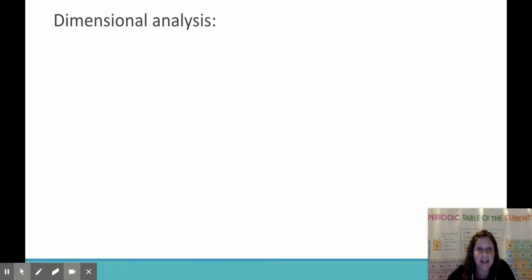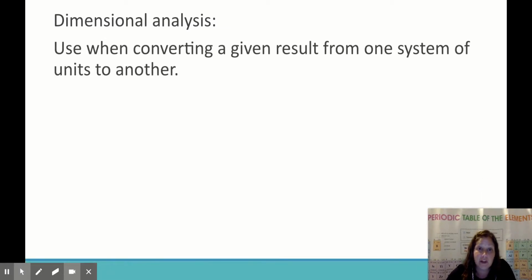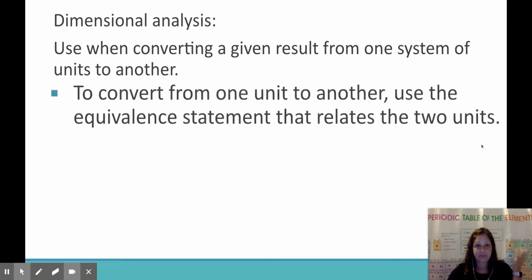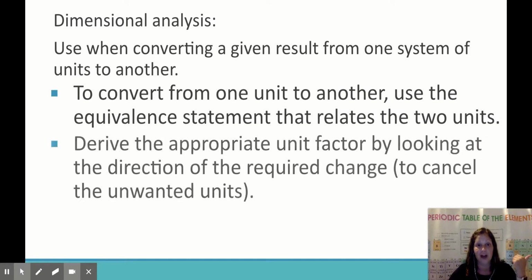So the first thing we're going to talk about is dimensional analysis, which is used when converting one unit of measure to another unit of measure. So what we want is a way to take measurements and keep the amounts equal, but transfer from one unit of measure to another. When we do that, we're going to use equivalence statements that relate the two units, and these are going to come in forms of fractions.